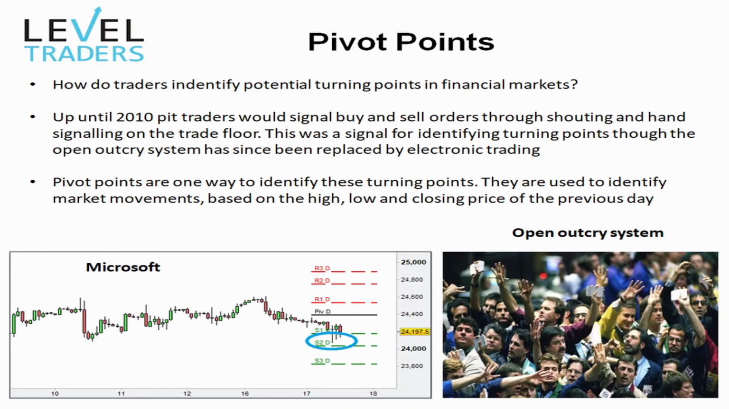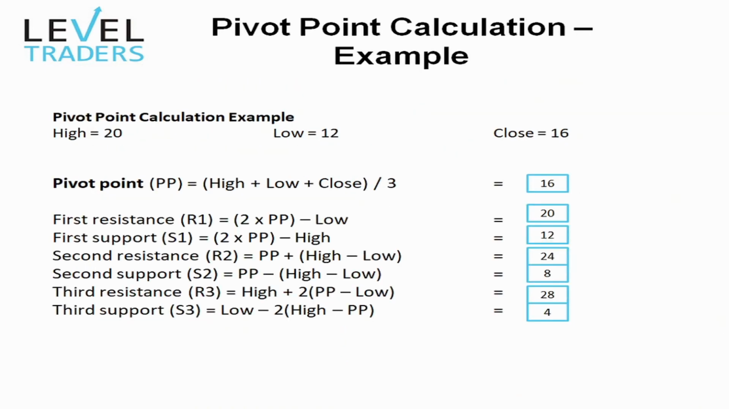These pivot points you can manually calculate using a formula. Let's have a look at an example. This is theoretical; I've just made these numbers up. Everything hinges around the pivot point, so that's the first thing that needs to be calculated. First you need the previous day's high, low, and close. The high is 20, the low is 12, and the closing price is 16. The pivot point formula is you take the high, the low, and the close and divide by 3. So the pivot point is 16.